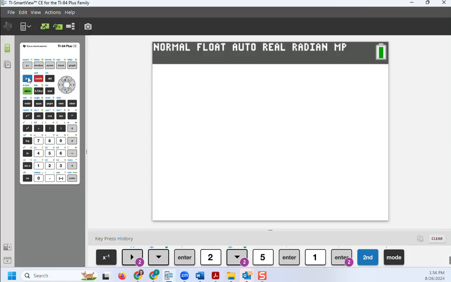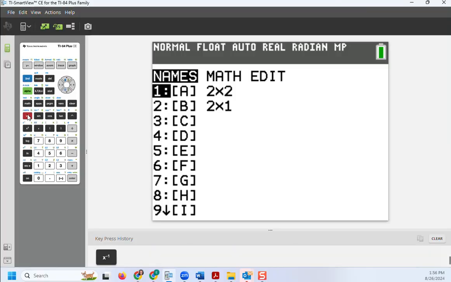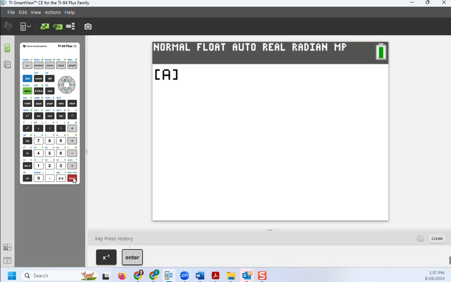Then you want inverse. Inverse is the same button we've been pressing for matrix. It's this one, like that. Okay? Then you want the B. So we're going to do second matrix, and we need B, and you press enter. And then you press enter, and after all that work, it gives you the answer.